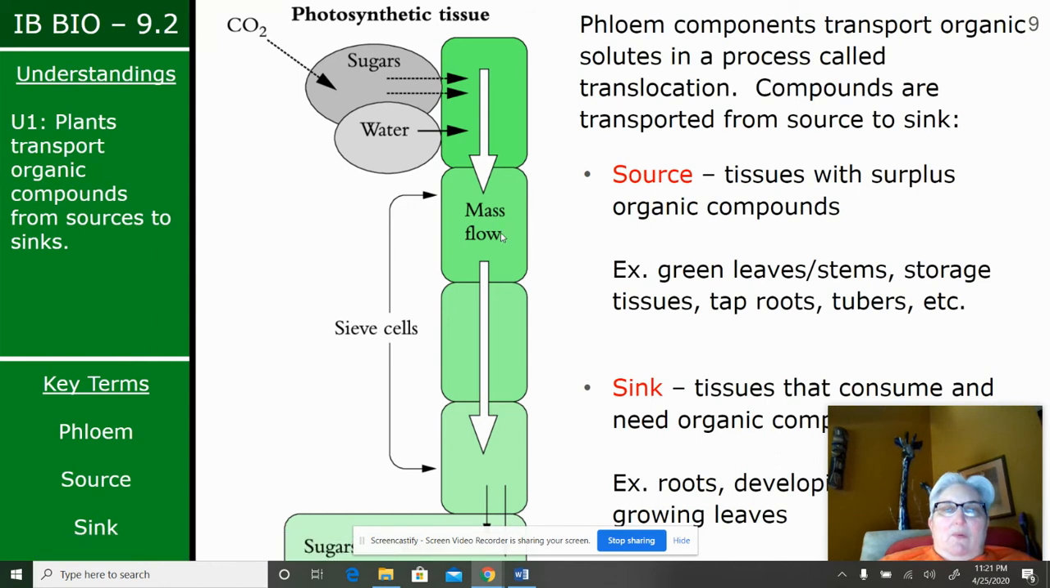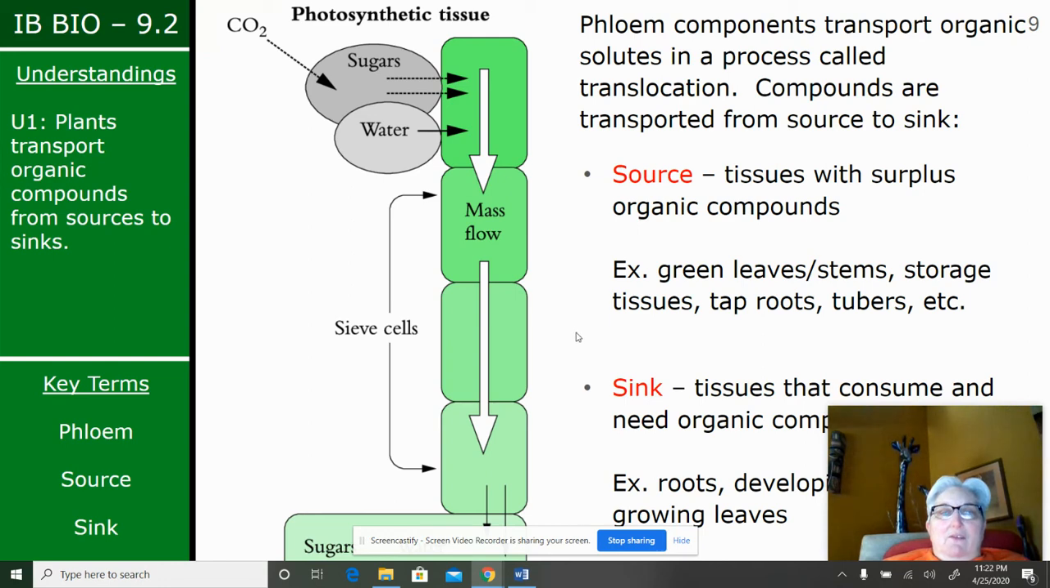Now, what we will see here is these compounds, sugar and amino acids, that can flow in either direction. That's one of the differences between the xylem, where everything is flowing in only one direction, and the phloem, where things can flow in two different directions.